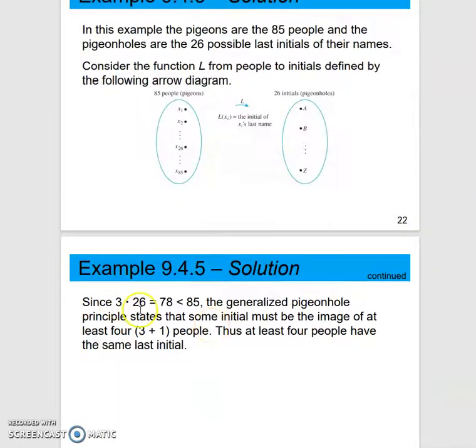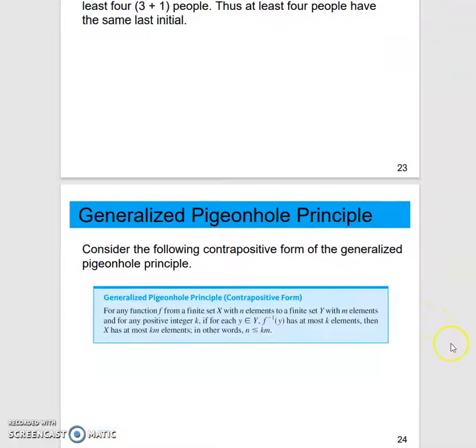So if I do 3 times 26, that is 78. If I multiply by 4, I'd get larger. So 3 is the number I'd want there. And so that means that 3 is that final number in my pigeonhole problem. So again, we're going to add that plus 1 and say that at least 4 people must have that same last initial. And again, here is that generalized pigeonhole principle stated out once more.